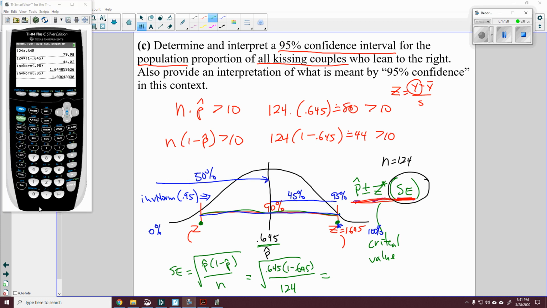I'll just calculate it over here: 0.645 times 1 minus 0.645, and I'm going to divide that by 124. Then let's take the square root of that. And I find out I have, let's call it, 0.043.